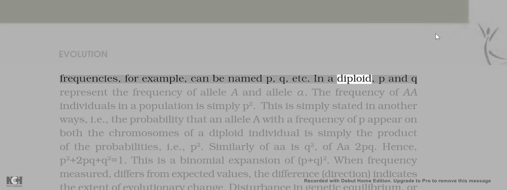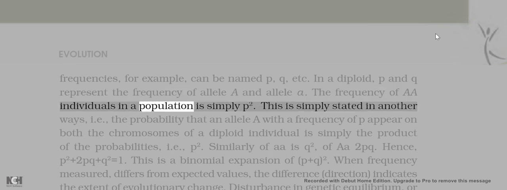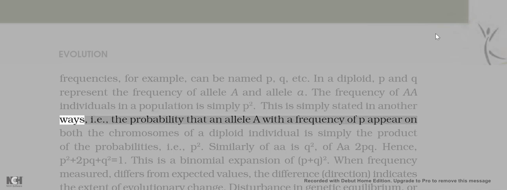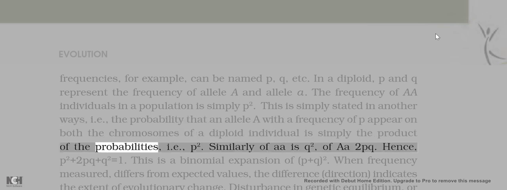In a diploid, p and q represent the frequency of allele A and allele a. The frequency of AA individuals in a population is simply p². This is simply stated in another way, i.e., the probability that an allele A with a frequency of p appears on both the chromosomes of a diploid individual is simply the product of the probabilities, i.e., p².